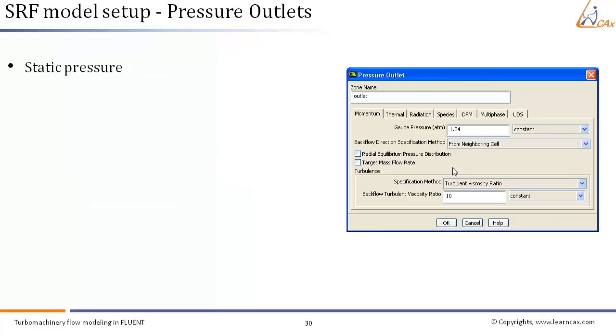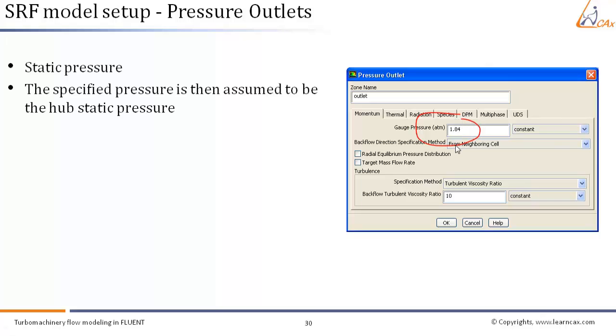Next boundary condition that we will study is the pressure outlet. Here we have to specify the static pressure at the outlet, which can be a constant or profile. We can employ a simple radial equilibrium assumption which computes a radial pressure variation. The specified pressure is then assumed to be the hub static pressure.